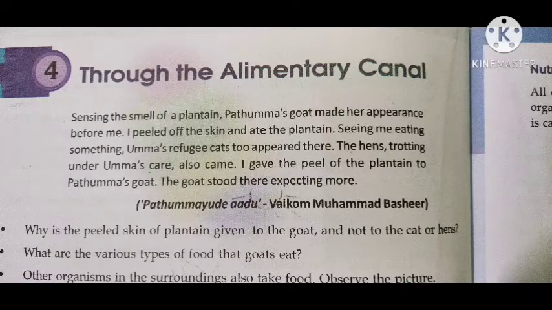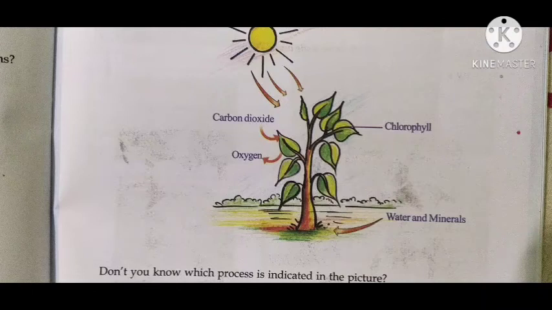Then, photosynthesis. What are the factors required for photosynthesis? Light, carbon dioxide, water and chlorophyll. Then which is the gas received by plants during photosynthesis? Carbon dioxide. Which is the gas given out? Oxygen. Okay. Which gas is used by plants for respiration?